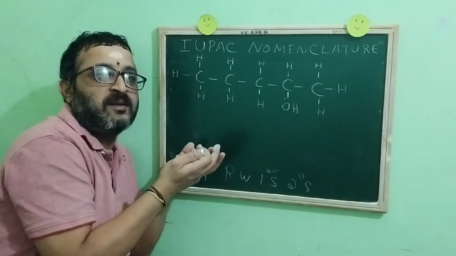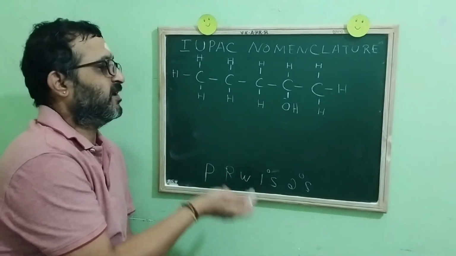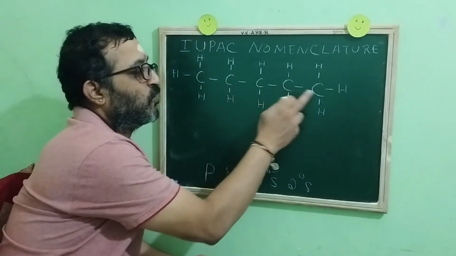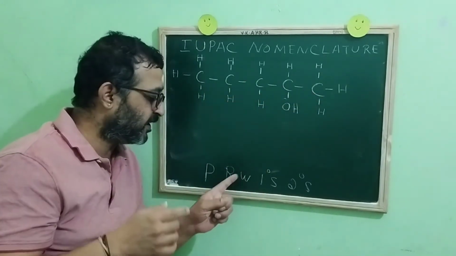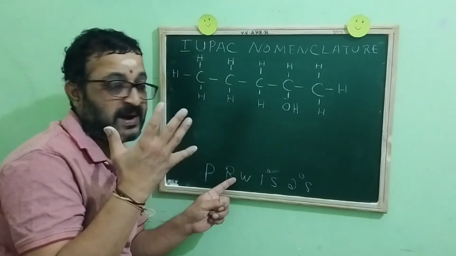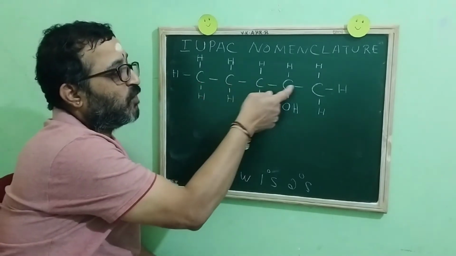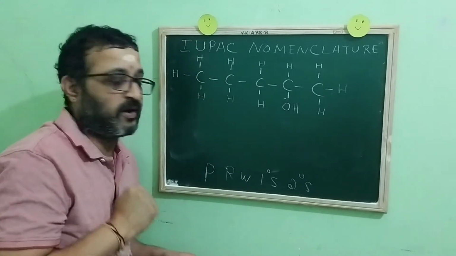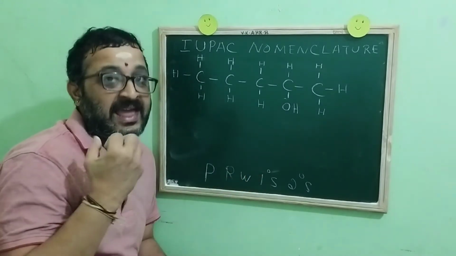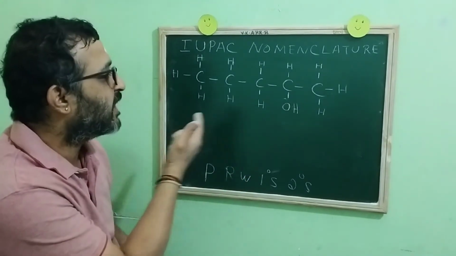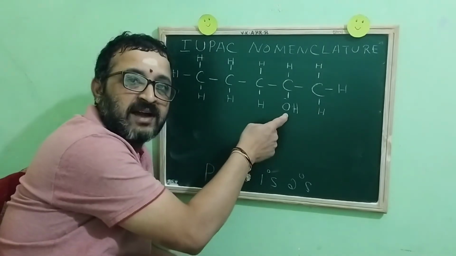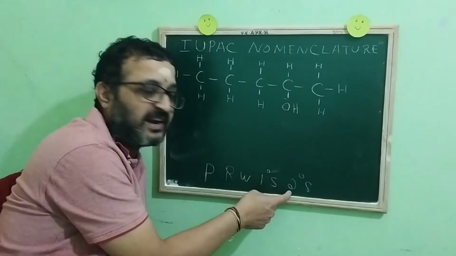That is, how many carbon atoms are there in this organic compound? Yes, 1, 2, 3, 4, 5. Yes, 5 carbon atoms are there. Then the root word is what, children? Pent. Between the carbon atoms, what type of bond we have? Single bond. So what is the primary suffix? Ane. Right? Is there any functional group? Yes. We have OH as a functional group. It is a secondary suffix.